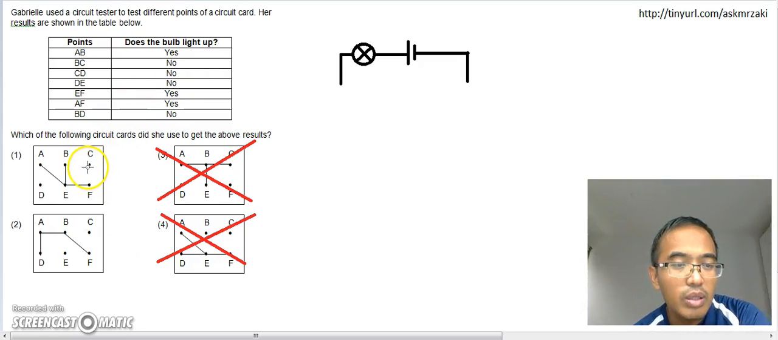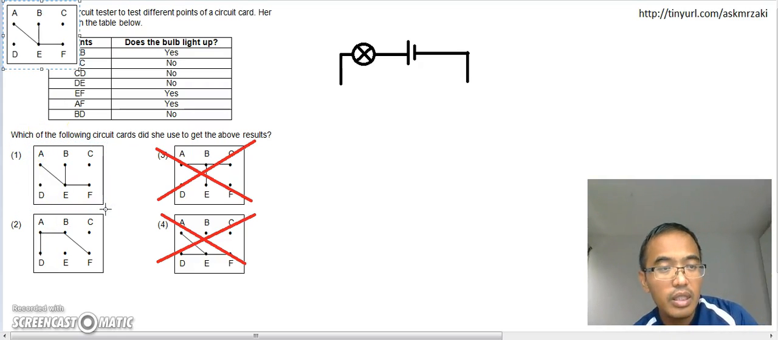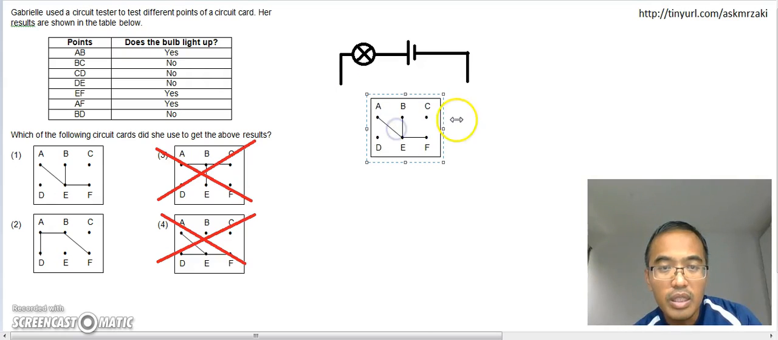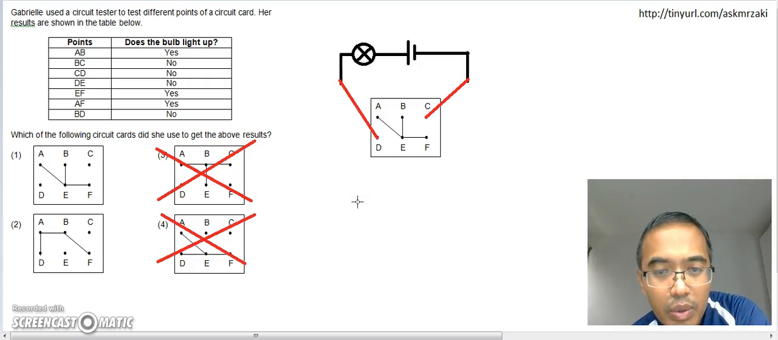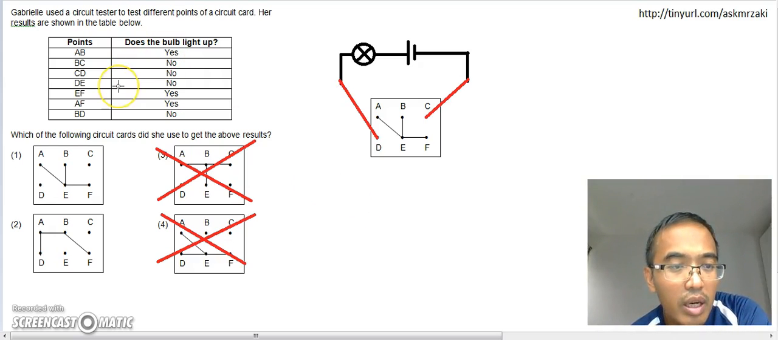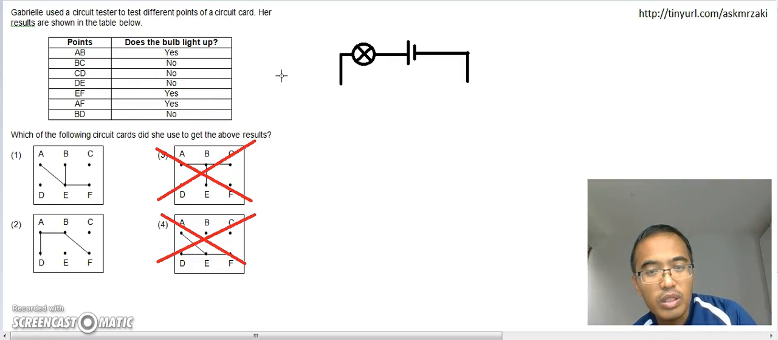How about C and D? You can see here that C and D, if I were to put C and D here, C, one point here, and D, one point here. Will it light up? It will not, right? It will not light up. Why? Because there's no closed circuit. So if there's no closed circuit, that means option 1 is still possible.